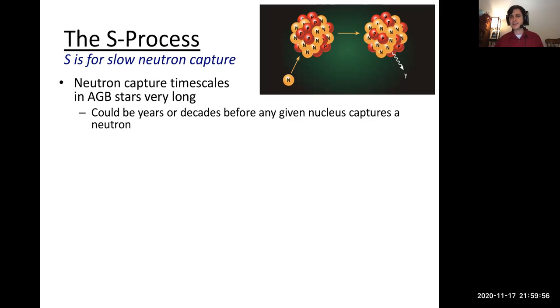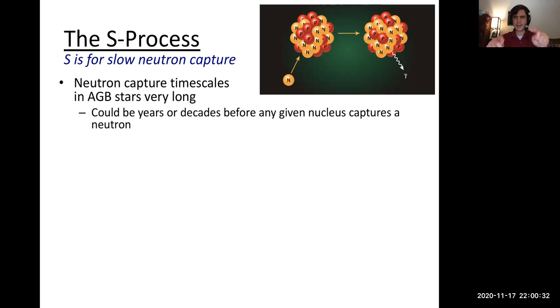This process is incredibly slow, hence the name, the s-process, the slow neutron capture process. The timescales for this to actually happen in asymptotic giant branch stars, for a neutron to be captured by an atom, on average, it could be years or decades before that nucleus can capture another neutron. So it has plenty of time to capture a neutron and radioactively decay to change itself to a different element before another neutron would come along.